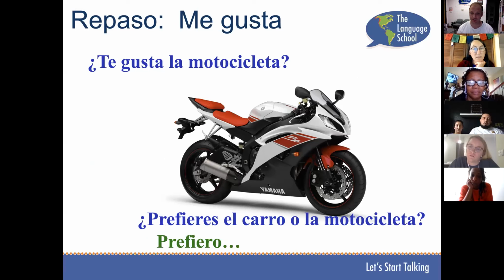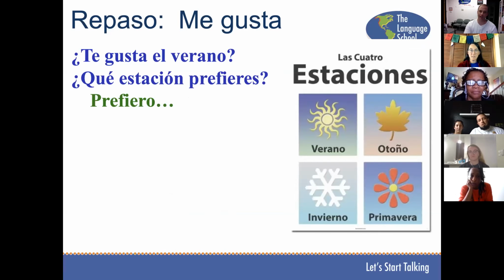Prefiero, I don't know. What was it? El carro. Prefieres el carro. Muy bien. So Orlando, ask Andrea now. ¿Te gusta el verano? Verano. Muy bien, verano. Sí, me gusta el verano.